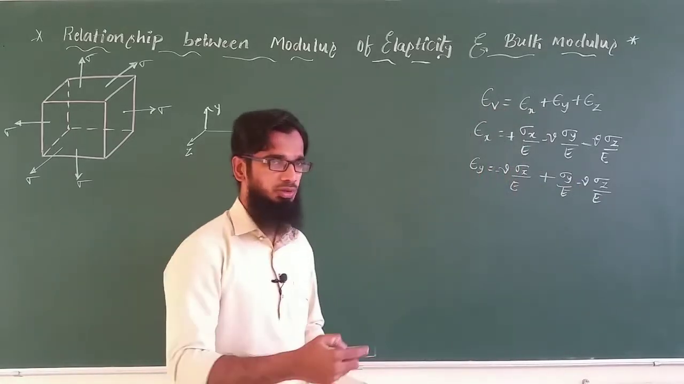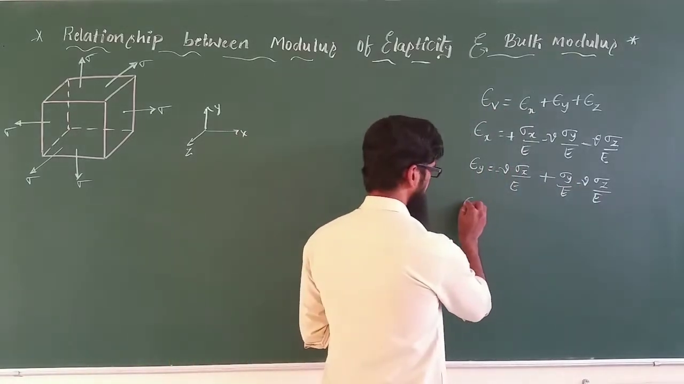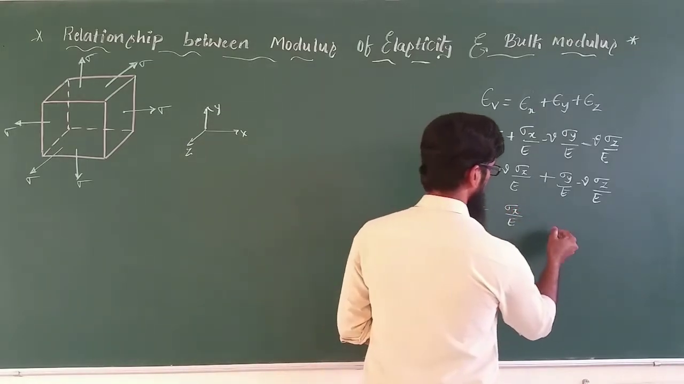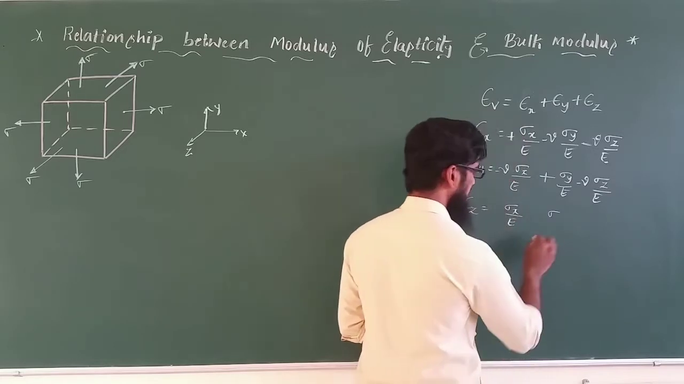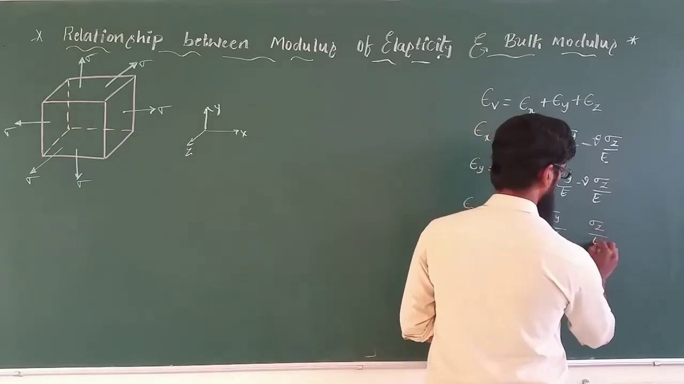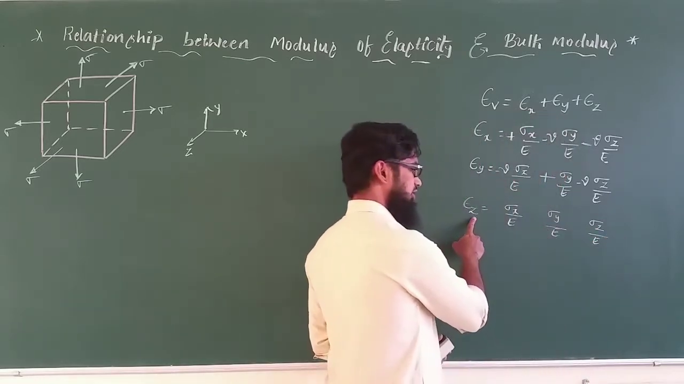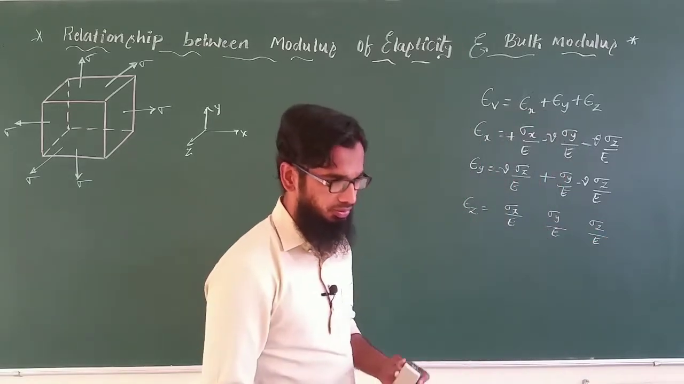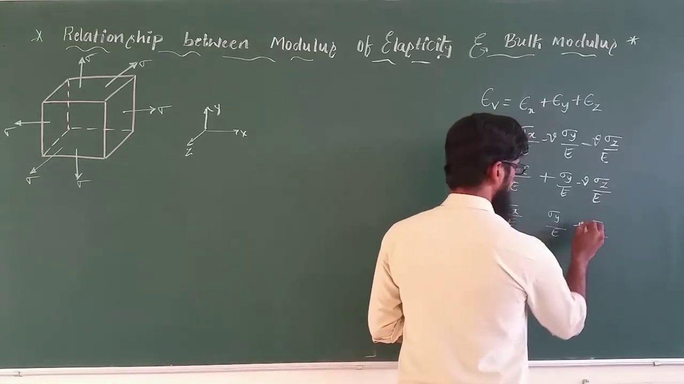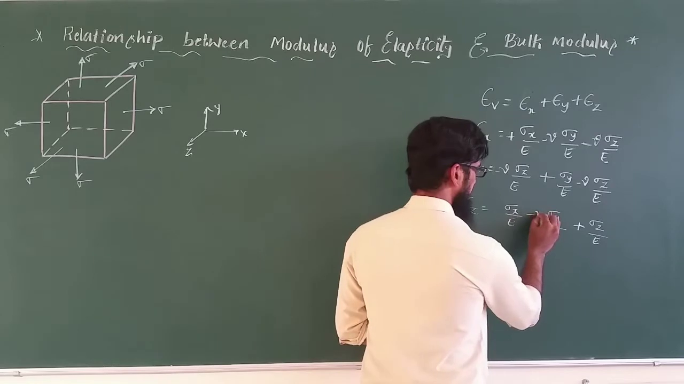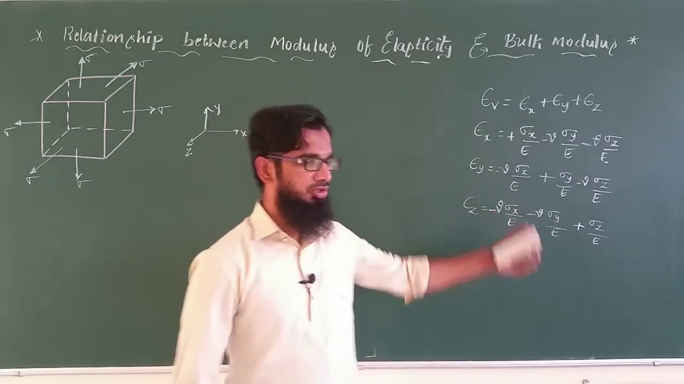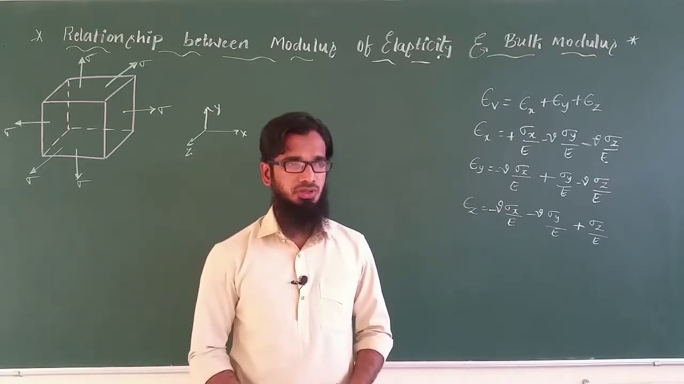Similarly, for epsilon z, the strain in the z direction, we write sigma x by E, sigma y by E and sigma z by E. Since we are finding the strain in the z direction, we take the positive in that direction, but in the other two terms we take the negative nu. These equations are called the generalized Hooke's law.